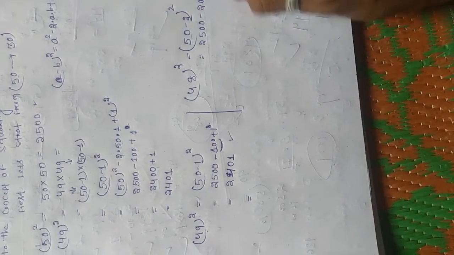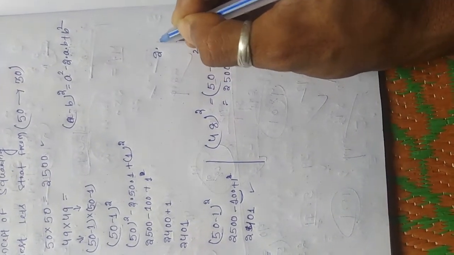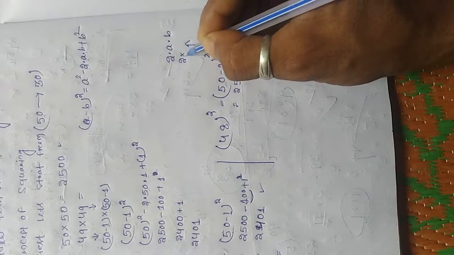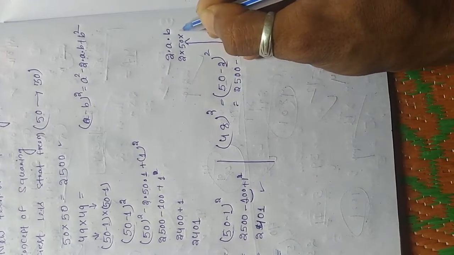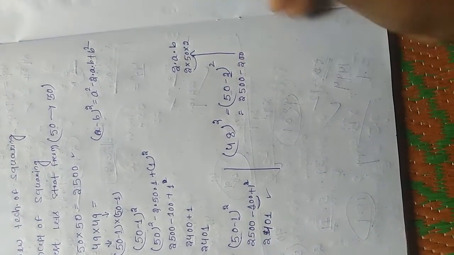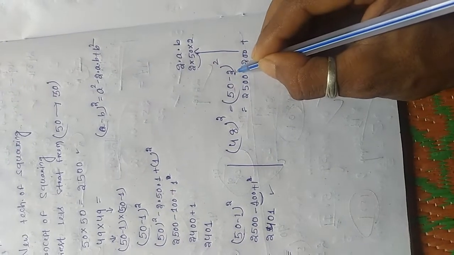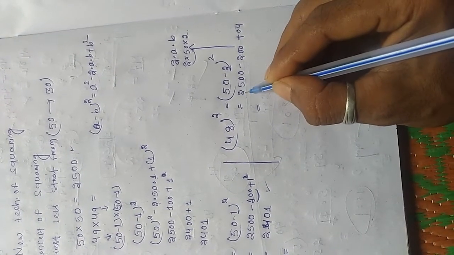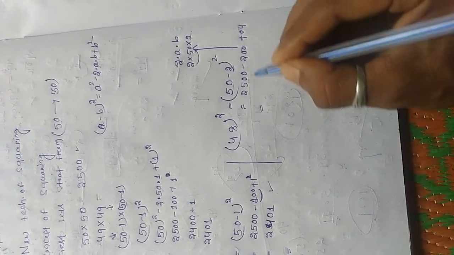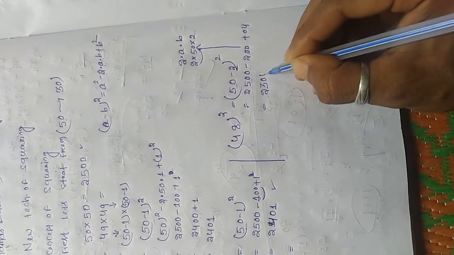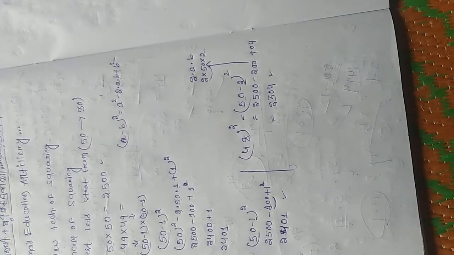How is 200 formed? This 200 is formed by 2 into a into b. What is 2ab? 2 into a means 2 into 50, and b means 2. Always 2 into 50 is 100, 100 into 2 is 200. Always 200 plus its square, 2 square, is 04. 2500 minus 200 is 2300, plus 4, 2304. Very quick, you can check it.